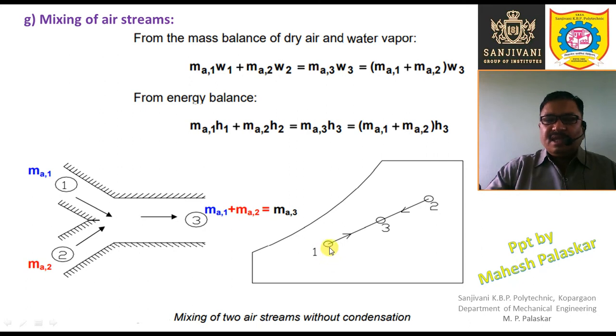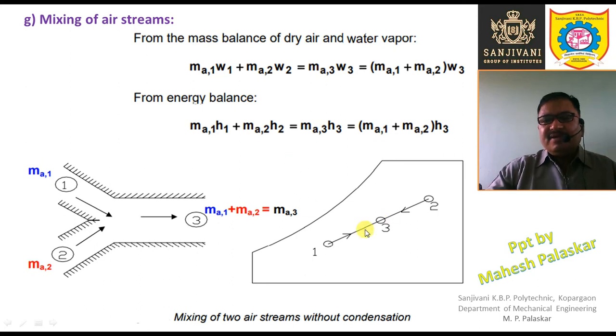Now roughly we can say that this point 3 will lie on the line joining point 1 and 2, approximately. But the exact location of this point 3 between 1 and 2 depends upon other factors like the mass of air in stream 1, mass of air in stream 2, and the other properties, specific humidity and the enthalpy of the air in stream 1 as well as stream 2. Okay, so this is how the mixing takes place, right?